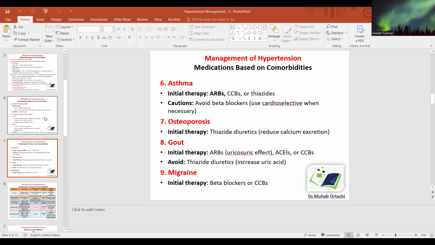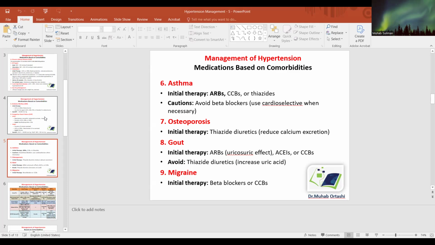If the patient is asthmatic, the preferred drugs are ARBs, calcium channel blockers, and thiazides. We avoid beta blockers, because they can block beta 2 receptors, which can cause bronchoconstriction. If it is mandatory to use one, we have to use a cardioselective beta blocker, a drug which blocks only beta 1, because drugs which block both beta 1 and 2 could cause bronchoconstriction. In general, we try to avoid beta blockers, and use a selective one only if mandatory.